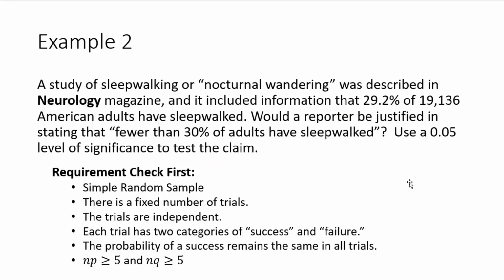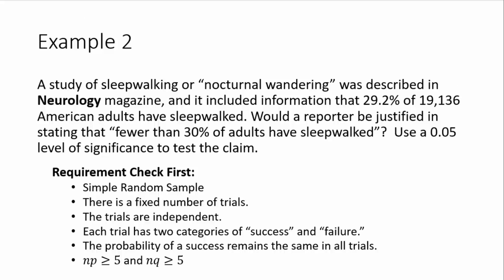Let's do one more. These examples are lengthy, I get that. A study of sleepwalking was described in Neurology magazine, and it included information that 29.2% of 19,136 American adults have sleepwalked. Would a reporter be justified in stating that fewer than 30% of adults have sleepwalked? Use a 5% level of significance to test the claim.